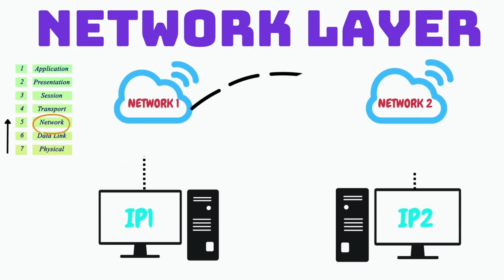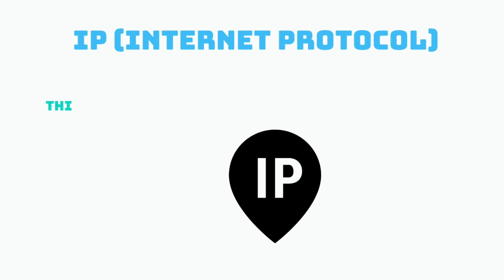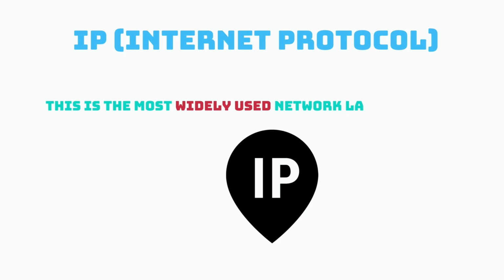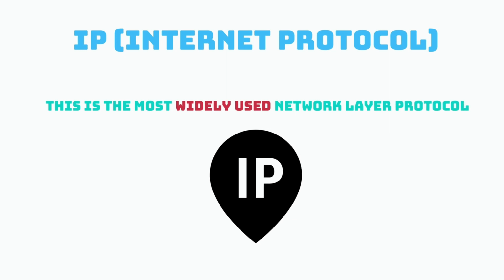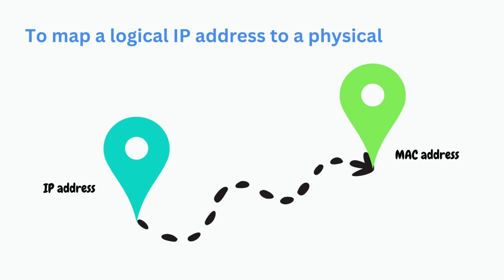Next up is the network layer. It is responsible for delivering data packets from the source device to the destination device by routing the packets through intermediate devices on the network. The network layer uses ARP, Address Resolution Protocol, to map a logical IP address to a physical MAC address. IP, Internet Protocol, is the most widely used network layer protocol. It provides logical addressing and routing functionality using IP addresses.